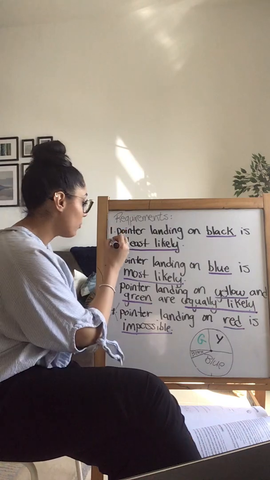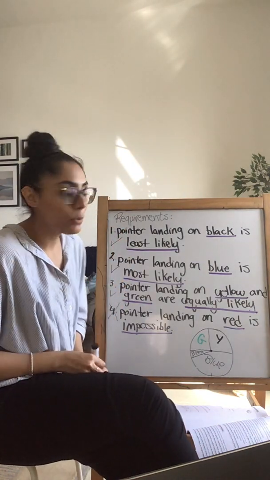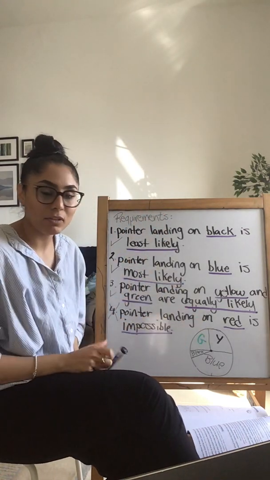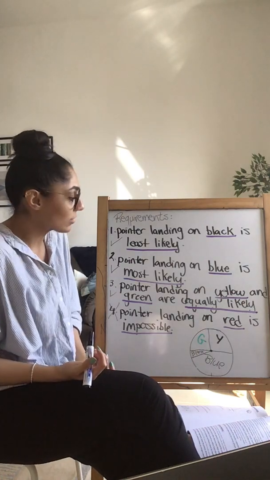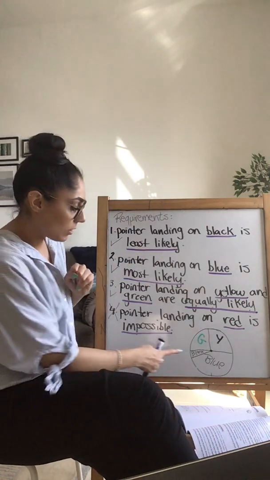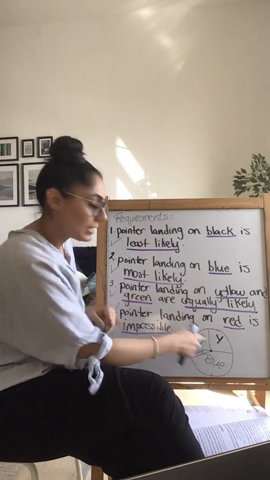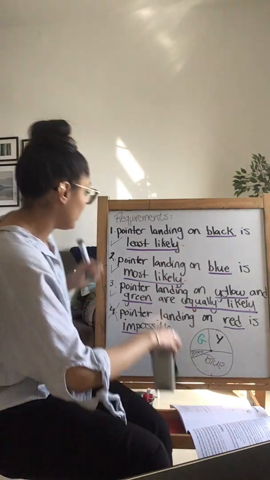So do you see how we work through that to make each section correct? We were able to take specific requirements and make a spinner out of it. So 4 requirements make this 1 spinner. And it works, right? Black is the smallest, blue is the greatest, and green and yellow are the same. Okay, maybe we could do one more really quickly.